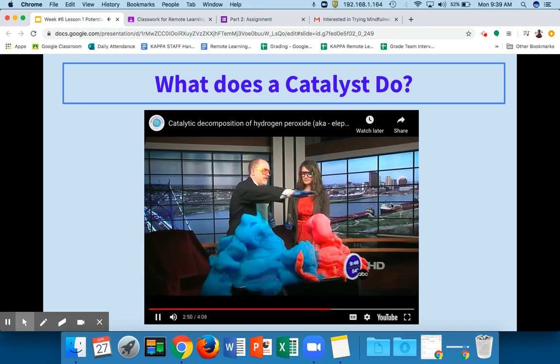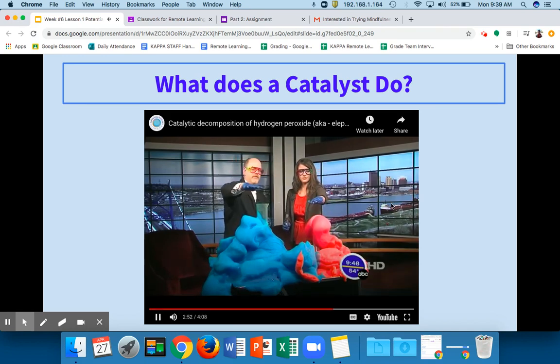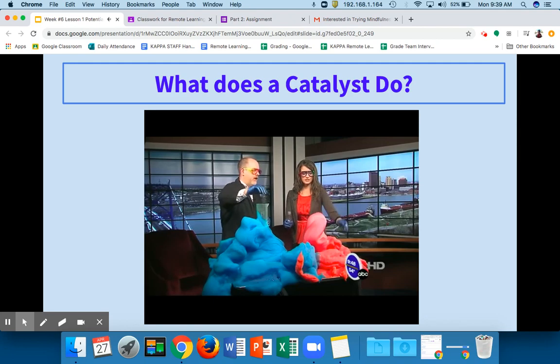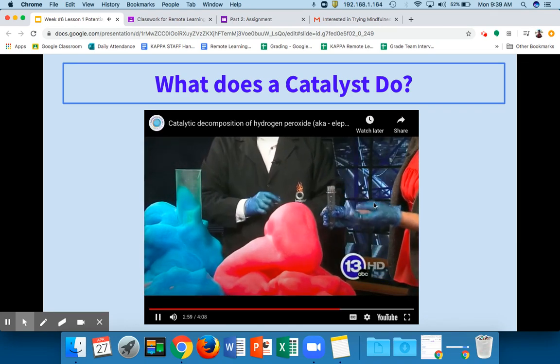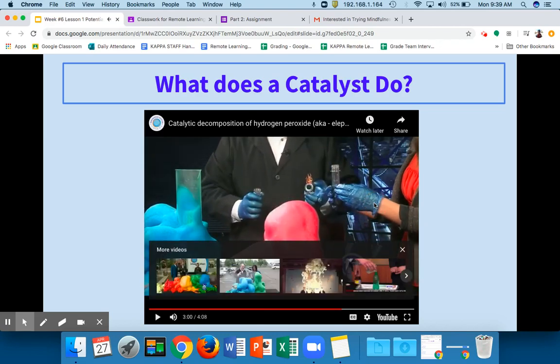What it is, if you stick your hand over that, you can feel it's giving off some decent heat. It's an exothermic reaction, so it gives off a lot of heat when it breaks down, and it's just really cool. So where would you see something like this? Okay, we're going to stop there. So that was a catalyst in action on a really exaggerated scale.